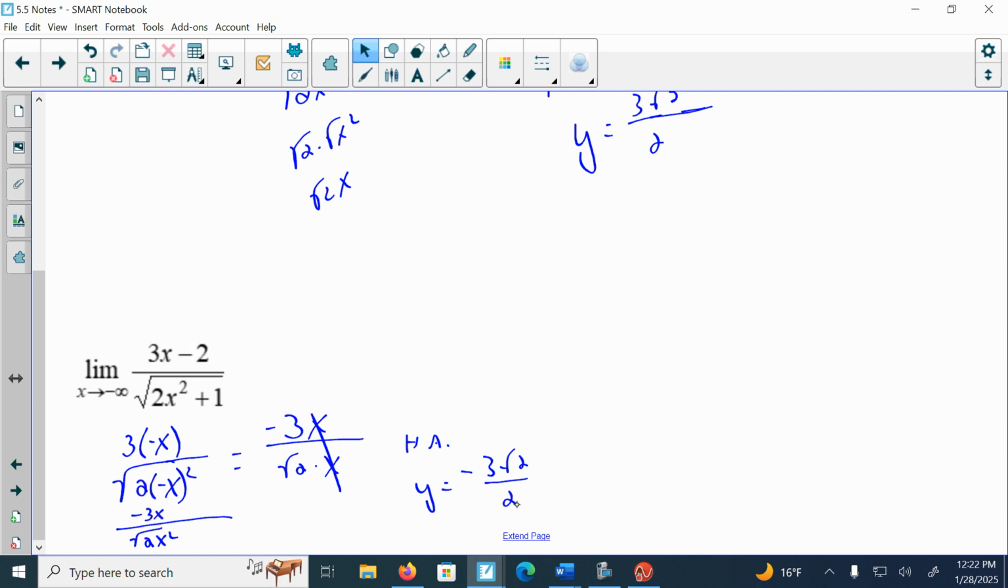So this one has a different end behavior when I go to the right and when I go to the left. When I take the square root of a negative number squared, this denominator is going to be positive, but the negative stays in the numerator, so my answer is going to be negative.